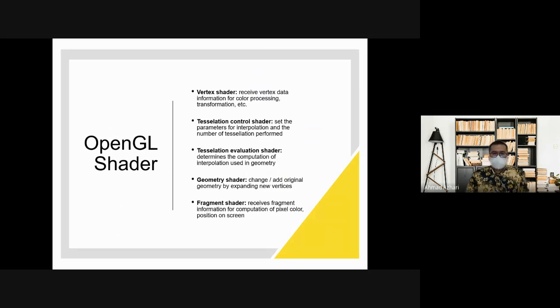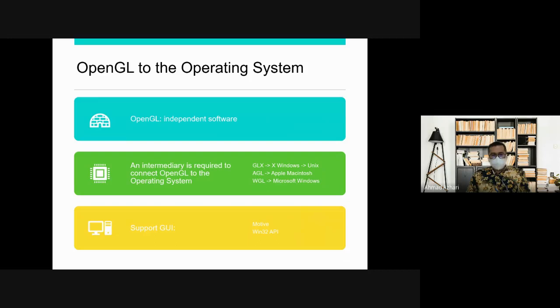Now, let's see how OpenGL is performed on the operating system. To run OpenGL on the operating system, you need the independent software known as OpenGL. And the second one, you need the intermediary to connect OpenGL to the operating system. It is like GLX for Unix, AGL for Macintosh Apple, and WGL for Microsoft Windows. And the last one, you need GUI or graphical user interface support. It can be provided by Motif or the Win32 API.